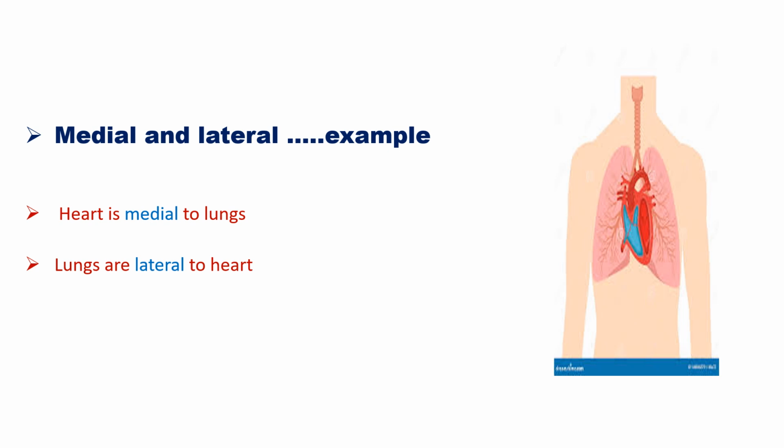Example of medial and lateral. If we draw an imaginary vertical line through the trachea, then we can see that the heart is present near to that line. So the heart is medial as compared to the lungs, as the lungs are present away from the medial line. So the lungs are lateral to the heart.